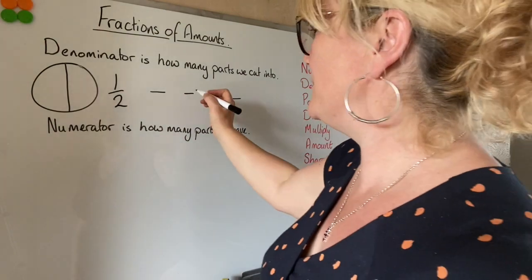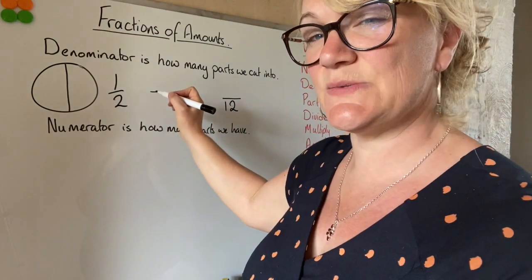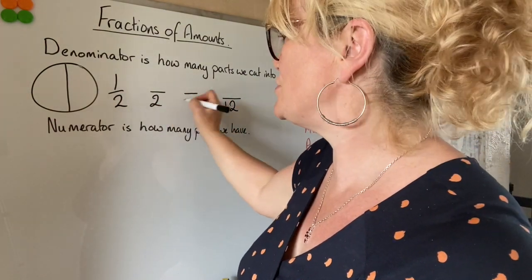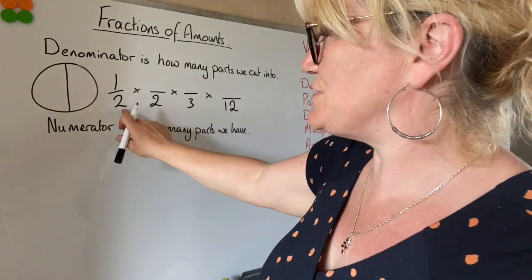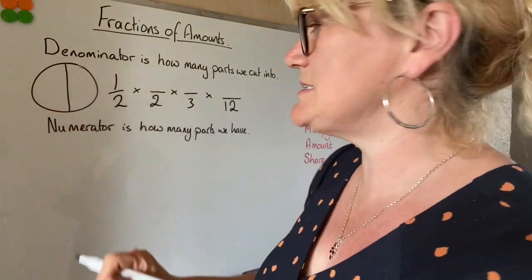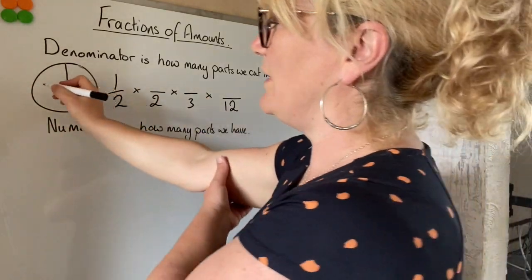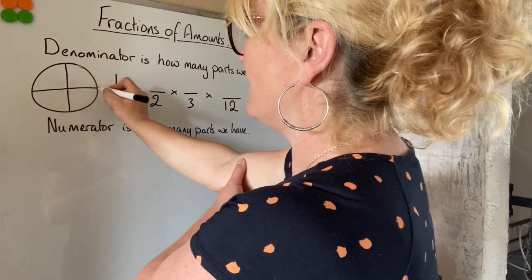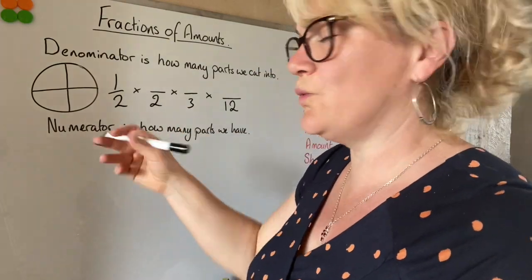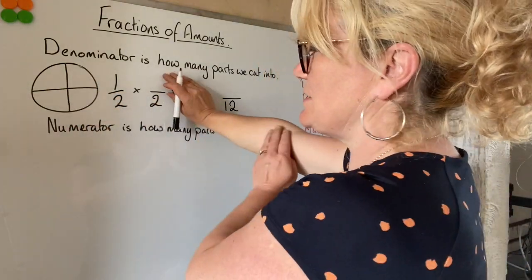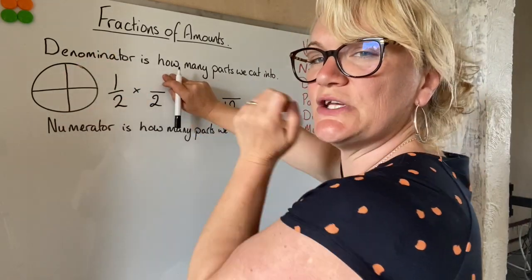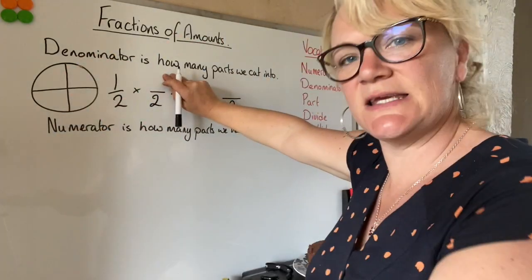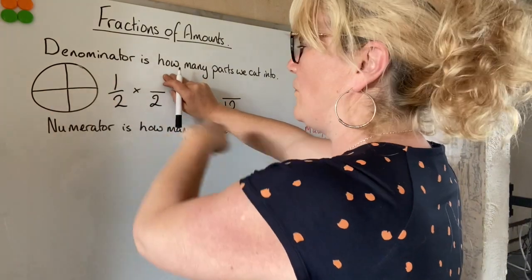So I want 2 numbers that will make 6 when I times them together. So I'm going to choose 2 and 3. Because if I divide by 2, cut my cake into 2 pieces, and then divide by 2 again, that will give me 1/4, because I've now got 4 pieces. 2 times 2, I'm dividing by 2 and dividing by 2 again. That means cutting in 2 again. Now I've got 4 pieces.